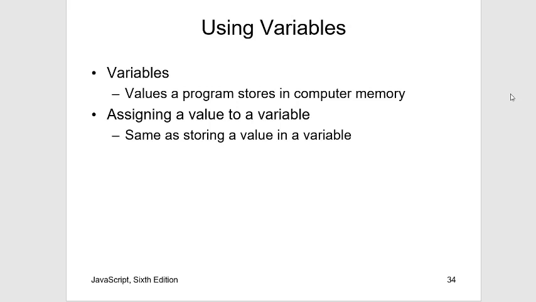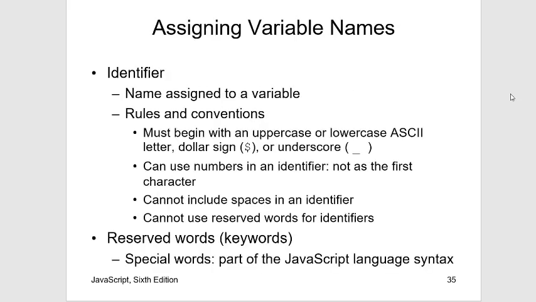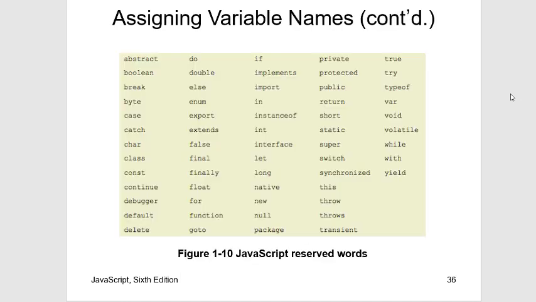Okay, writing basic JavaScript. We start with variables. To assign a value to a variable, we have to come up with a variable name. All variables must begin with an uppercase or lowercase letter, or a $, or an underscore. You can use numbers in an identifier, but not as a first character. You cannot use spaces. You cannot use reserved words. These are some reserved words. Don't use them for variable names.